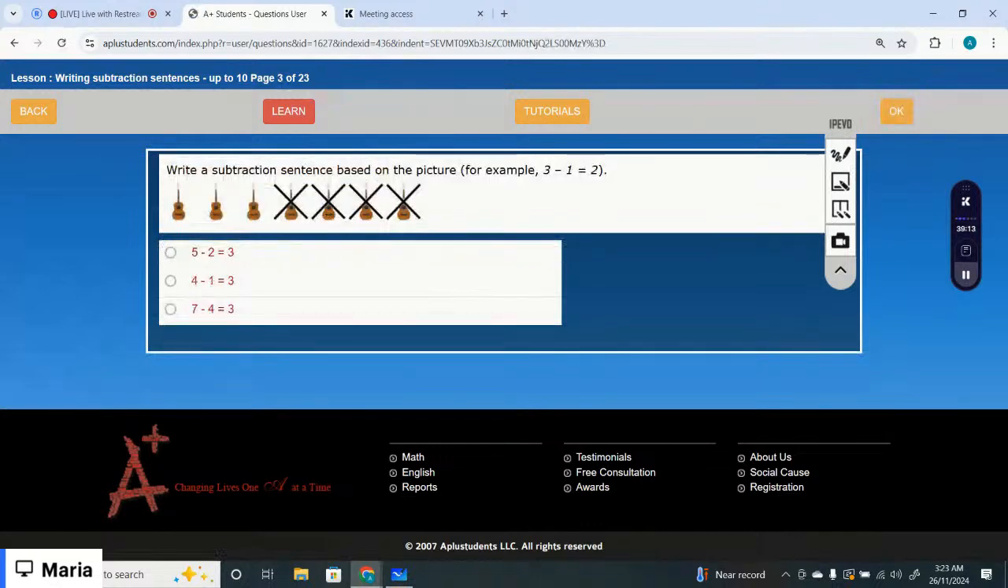Write a subtraction sentence based on the picture. So, which is the correct option? There are 1, 2, 3, 4, 7 of them. 4 of them are crossed out. So, you're left with 3. So, the correct option is 7 take away 4 is 3. Option number 3 is the correct option. That is 7 take away 4 equals 3.